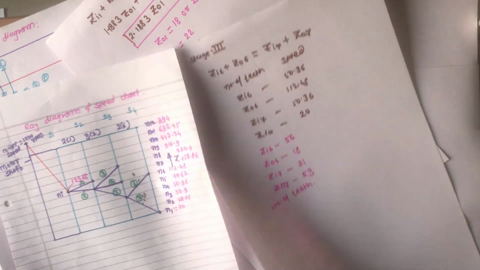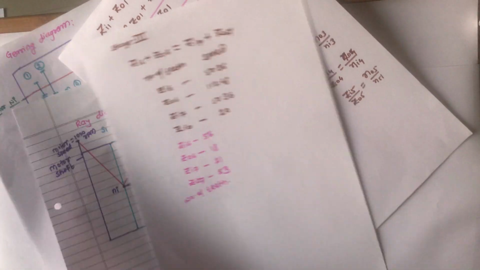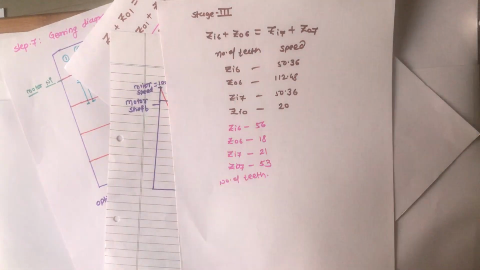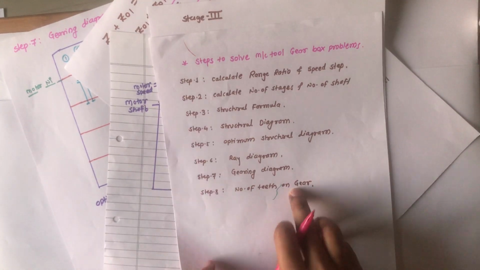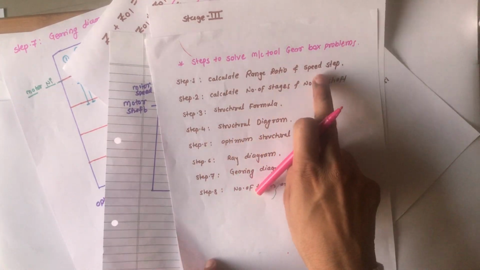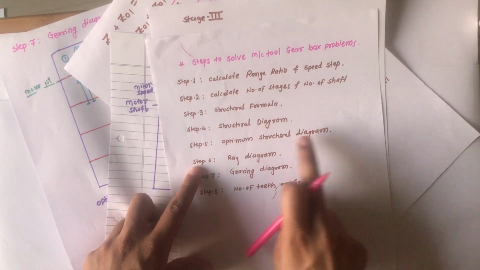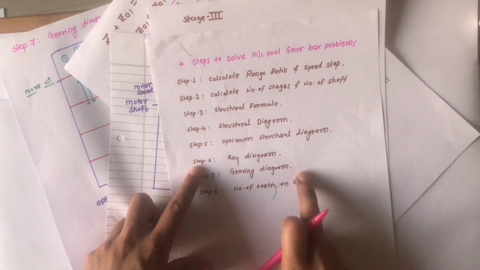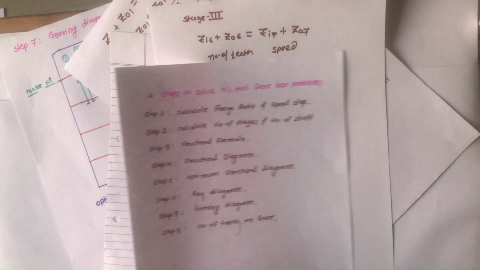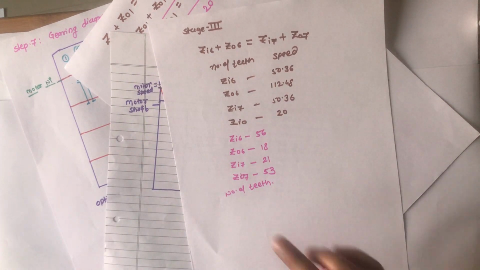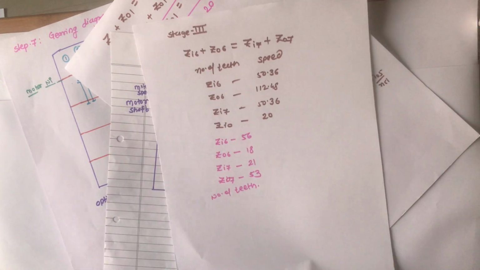Okay, this is your last step. First we calculated the range ratio, speed ratio, number of stages and number of shafts, structural formula, structural diagram, optimum structural diagram, ray diagram, gearing diagram, and number of teeth on each gear. So this is the end of your problem.